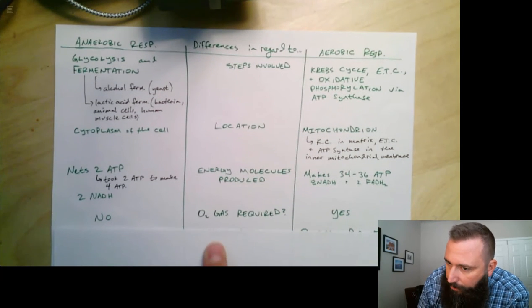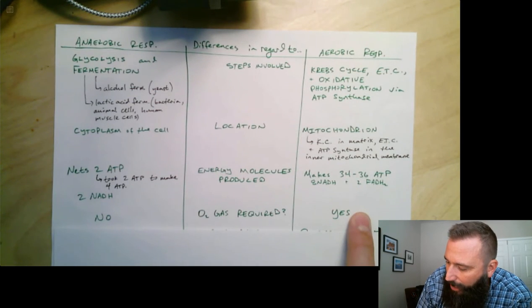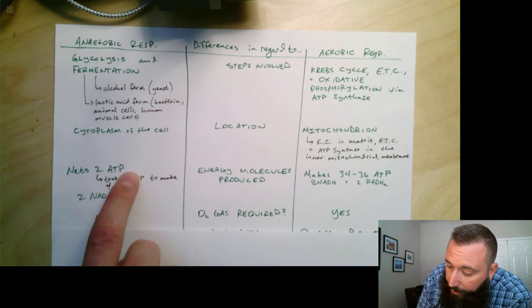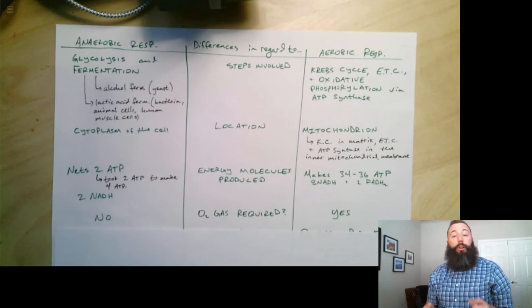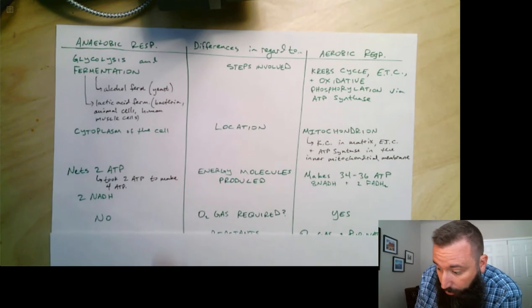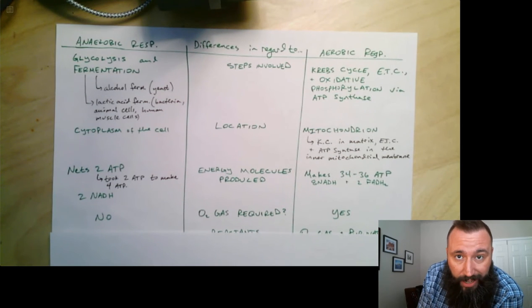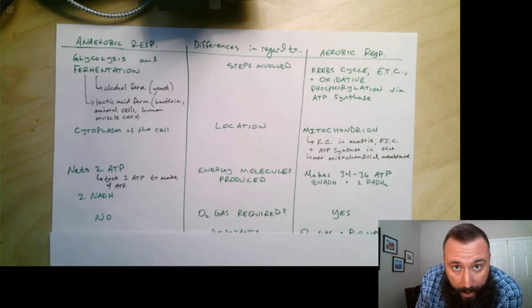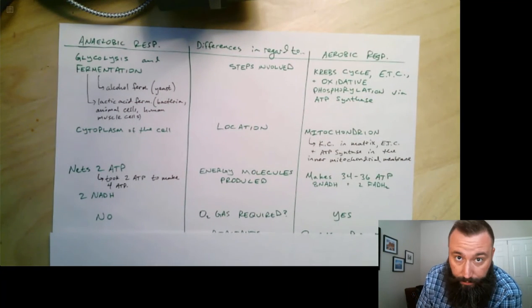Another difference in regard to, how about oxygen gas required? Oxygen gas is not required for anaerobic respiration, whereas it is for aerobic respiration. Take a look, right? Human muscle cells undergo glycolysis and fermentation. Think about this for a moment. As you are exercising, maybe you're running, you need ATP in order to be able to contract your muscles and move. And so sometimes, when we're exercising, our muscle cells don't get enough of that oxygen gas in order to make glycolysis, Krebs cycle, electron transport chain, and ATP synthase move forward.